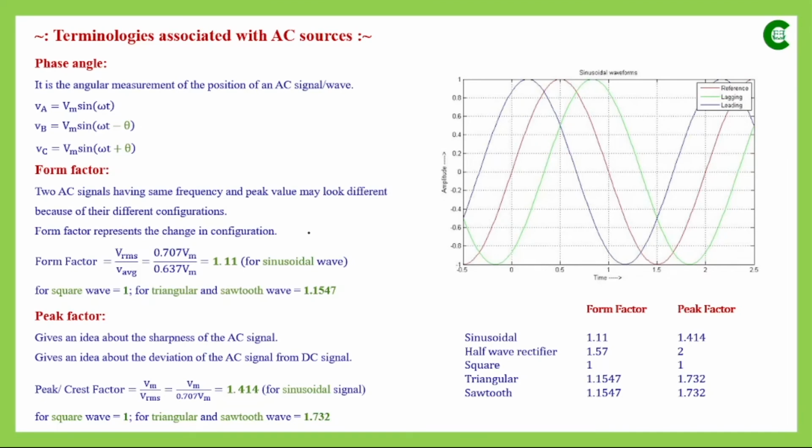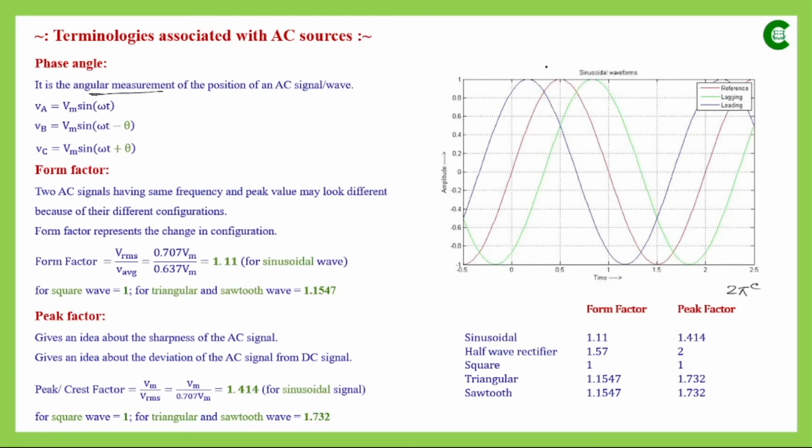Next terminology is phase angle. Phase angle is the angular measurement of the position of that AC signal or wave. As I said, in this diagram it is expressed as a function of time, but angularly also there will be displacement from the reference line, and over a time period of periodicity, the total angular displacement is 2 pi radian.